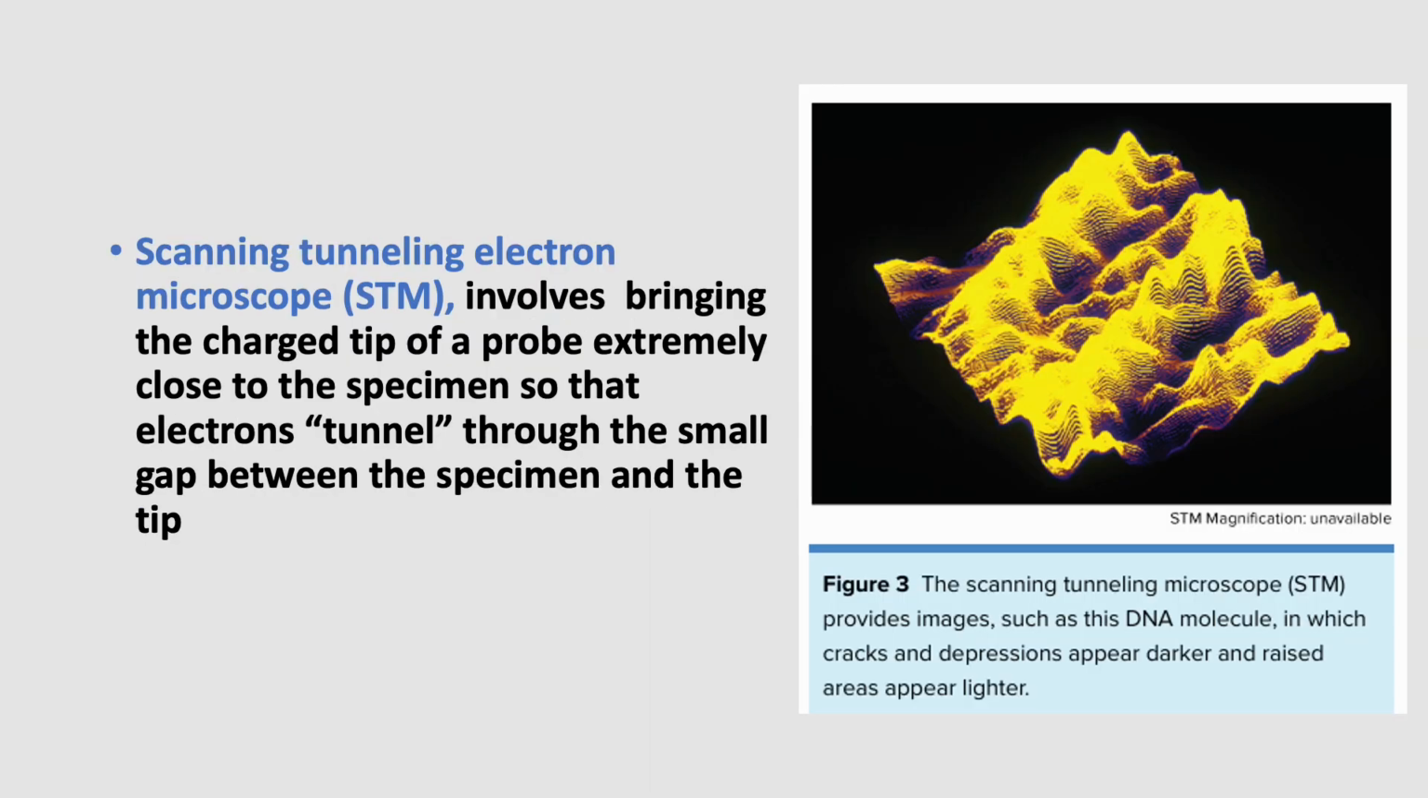Finally, we have an STM, or a scanning tunneling electron microscope. This involves bringing the charged tip of a probe extremely close to a specimen so that the electrons actually tunnel through the small gaps between the specimen and the tip. In this one, we can look at things like DNA molecules, and we can see where the gaps in the DNA molecule are. The cracks and the depressions appear darker, and raised areas appear lighter. So we can actually look at very, very tiny objects.